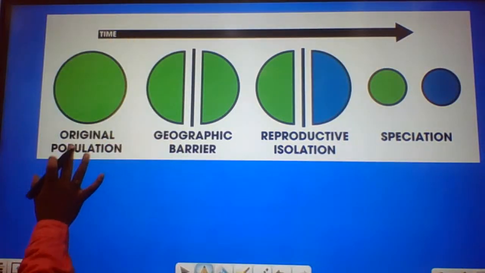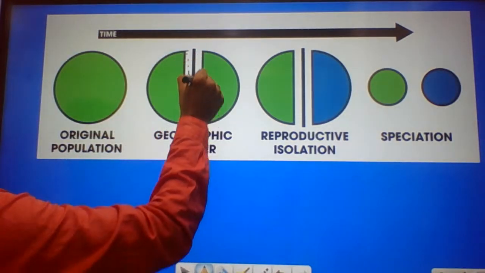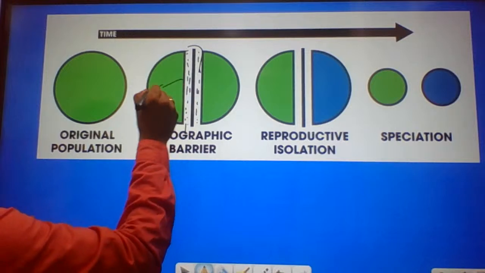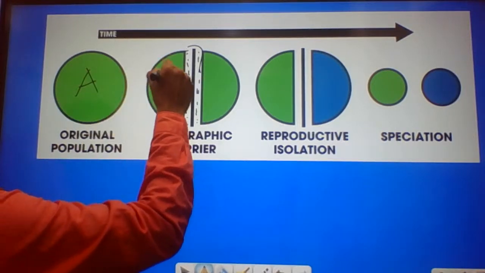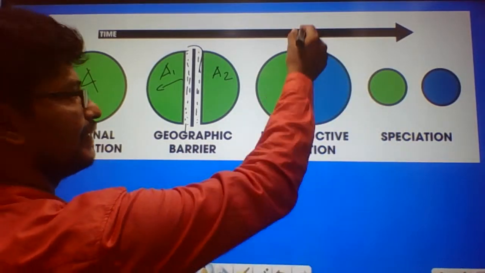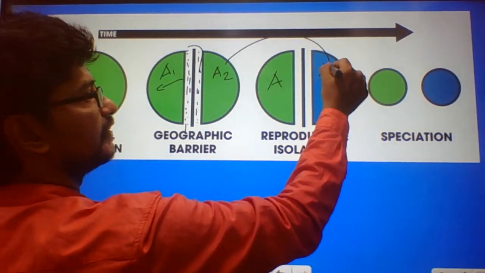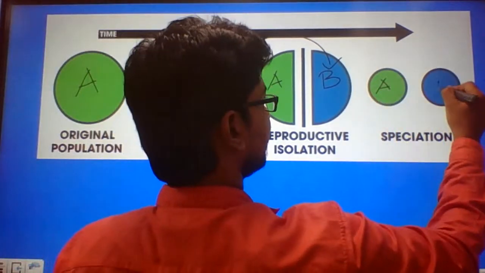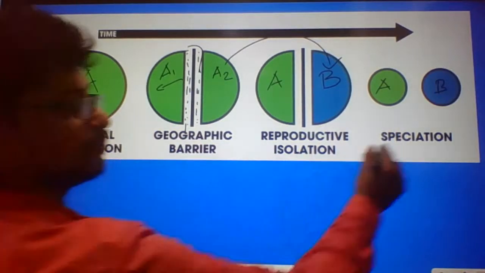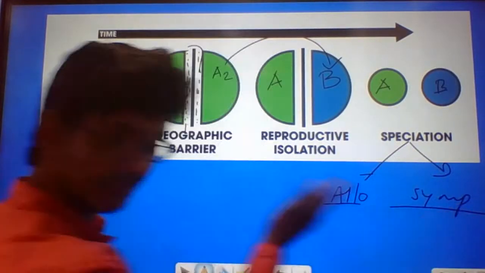This is the original population. The original population may all be in the same place. After that, there is some geographical barrier, maybe a river, maybe a mountain, maybe a forest, anything that forms between the two populations. Now this got separated, for example, into A1 and A2. Then reproductive isolation occurs, and there will be further separation. A1 remains A, and A2 is transformed into B. Now a new species occurs, for example A and B. This process we call speciation. In the previous slide we discussed allopatric and sympatric speciation.